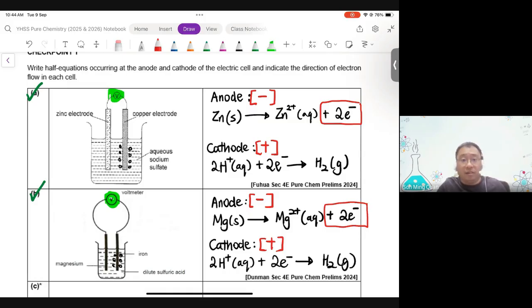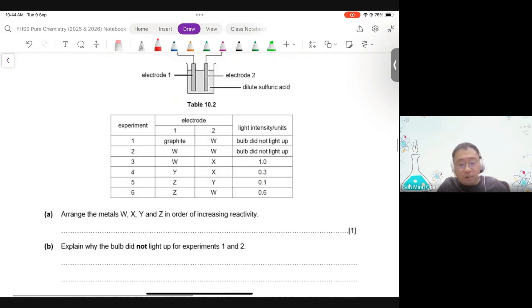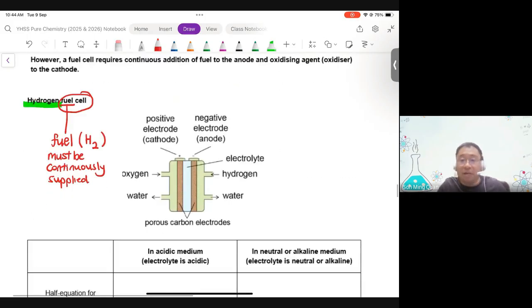However, the zinc will run out with time as it's oxidized. So then the cell will stop working after some time. So these electric cells using metals, the problem is that number one, the metal could be very reactive. Number two, the cell will stop working after some time, especially if the zinc anode is oxidized completely. So a fuel cell is different because in a fuel cell we keep on pumping in the fuel, in this case hydrogen gas.